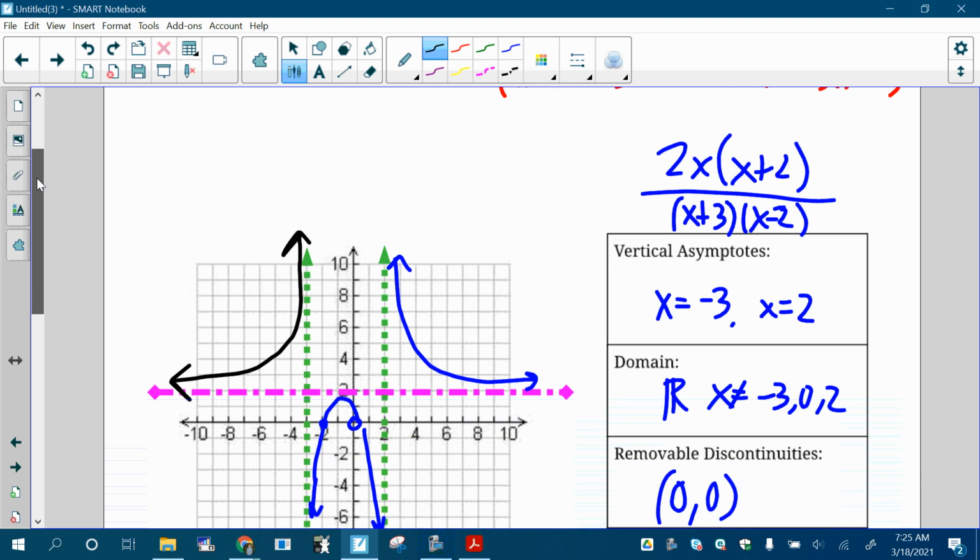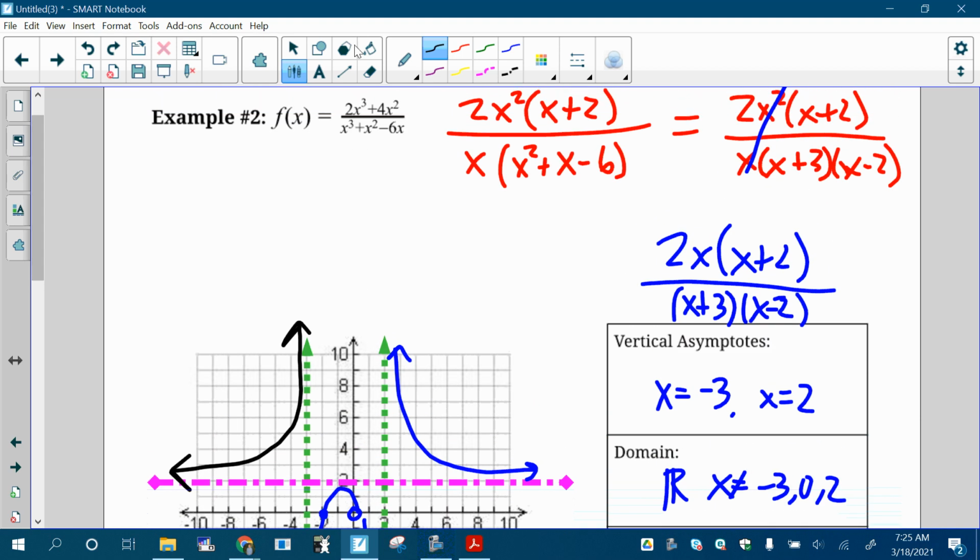Where's the hole? Well, we canceled just x's. So be careful. If you cancel an x minus 5 with an x minus 5, it means you have a hole at 5. If you cancel an x with an x, it means you have a hole at 0. Why? Well, because x is the same as x minus 0. So we have a hole at x equals 0.